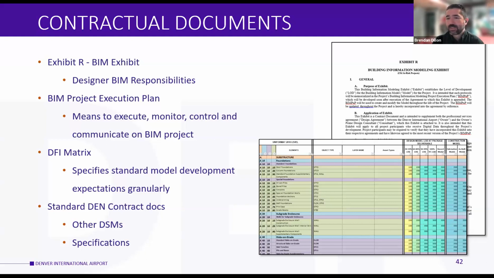Our DFI matrix takes the LOD matrix, the LOD specification of BIM Forum, and turns it into a functional document for us. What exactly needs to be delivered at each deliverable phase, and to what level is the information developed? This is another document that is also modified by the execution plan. We have our standard DFI matrix, and then it gets updated based on the needs and capabilities of particular projects, consultants, contractors.